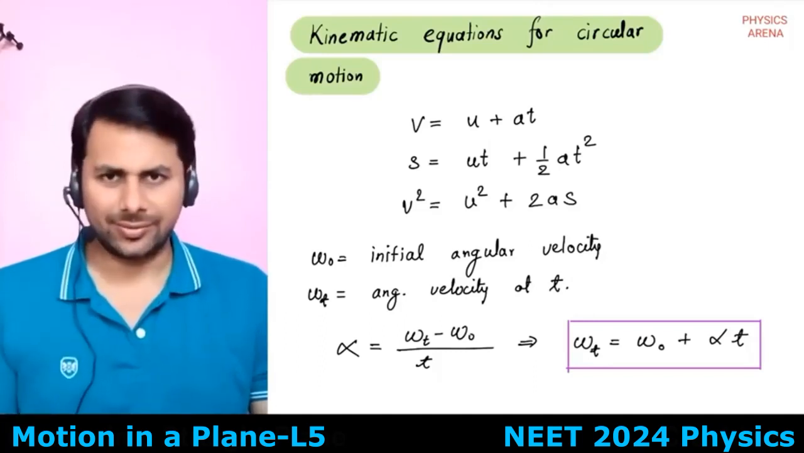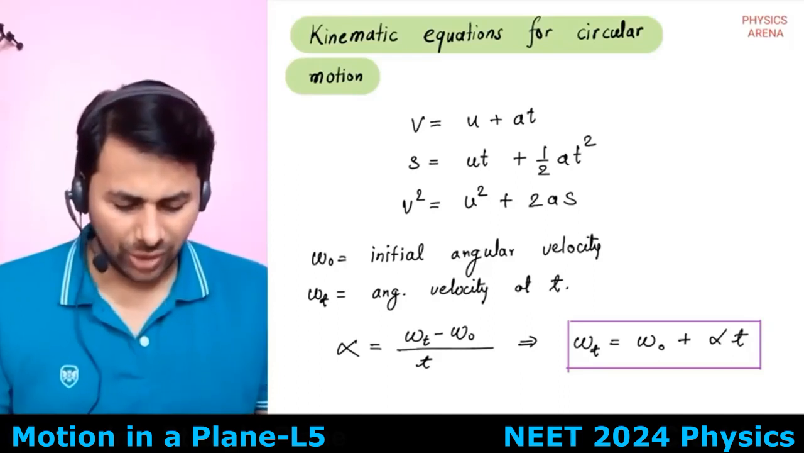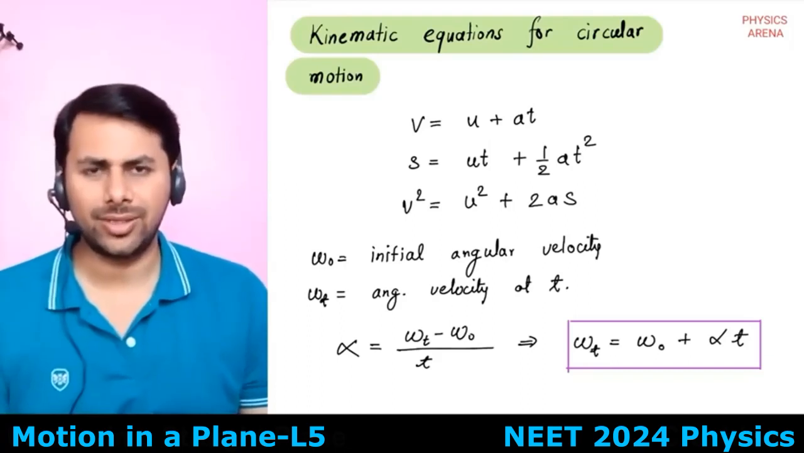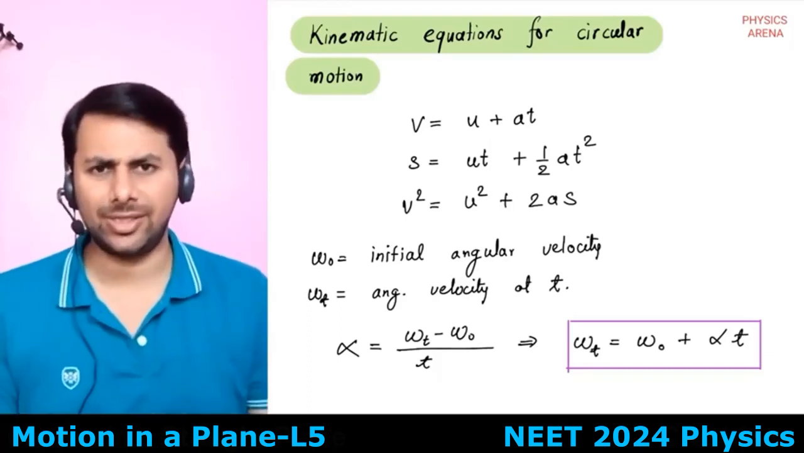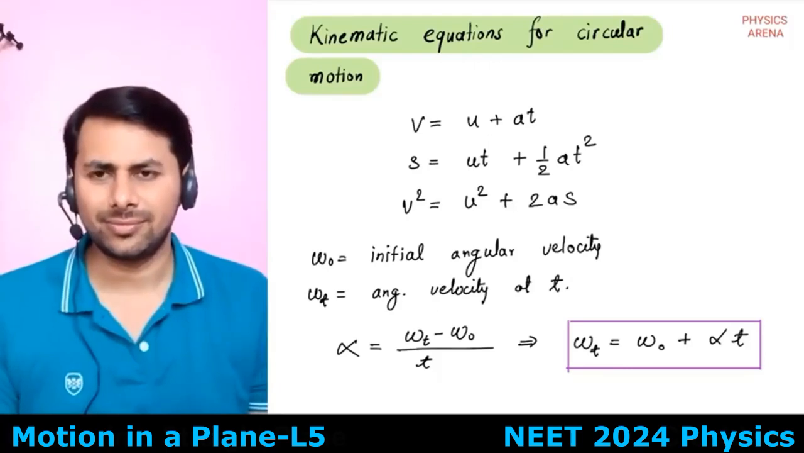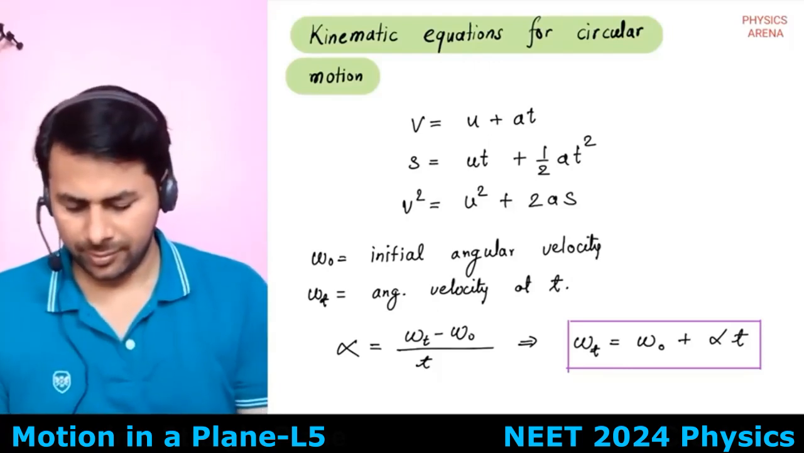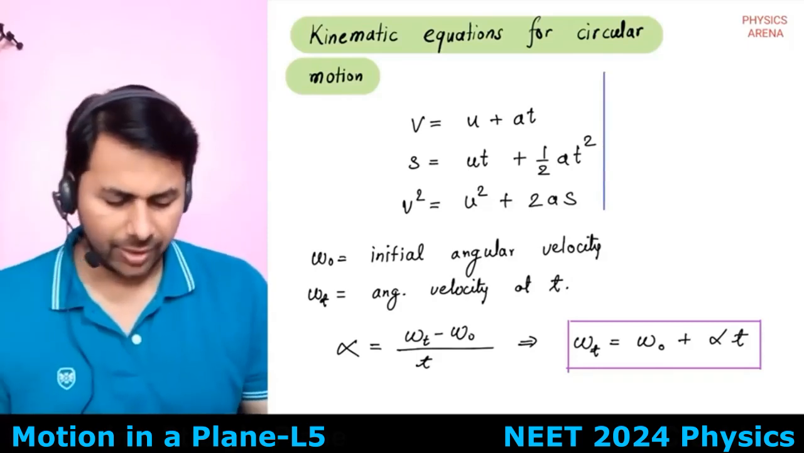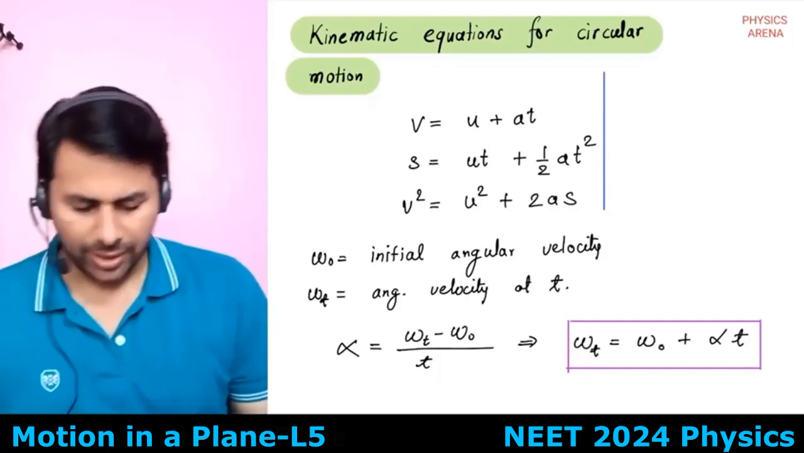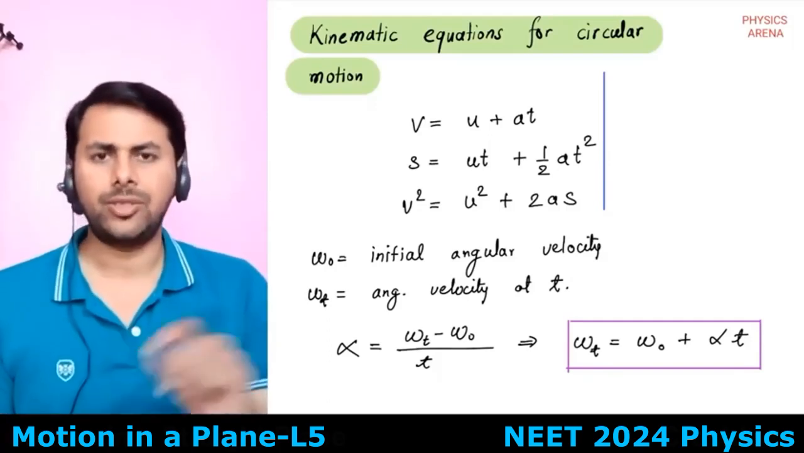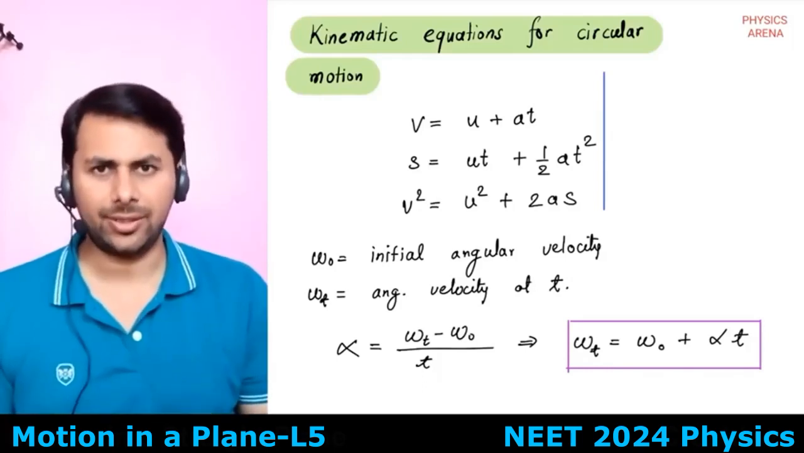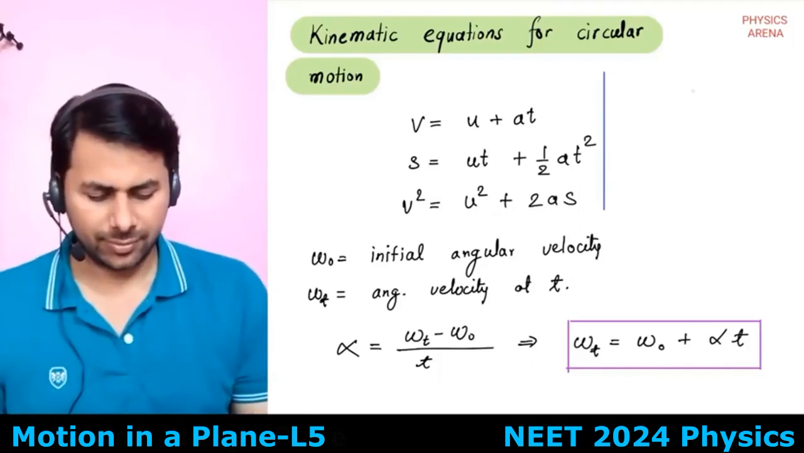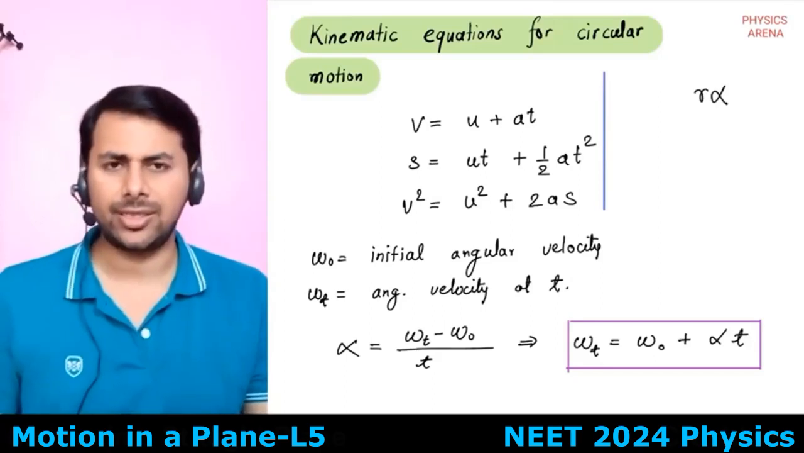Angular acceleration is constant. Okay, if angular acceleration is constant, then which of the two accelerations will have constant magnitude? Is it the centripetal acceleration or the tangential acceleration? Let me frame this question in a different way. Angular acceleration is constant, so which of the two, centripetal or tangential, can be written as r multiplied by angular acceleration, which is r multiplied by alpha? Is it centripetal or tangential?